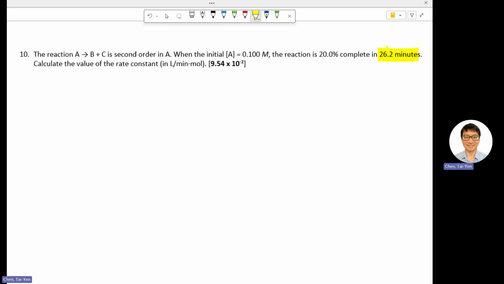Do you see the time? So it is integrated rate law, right? What's the order of that? Second order, right? Therefore, you know the equation you will use. There will be the equation you're going to use.